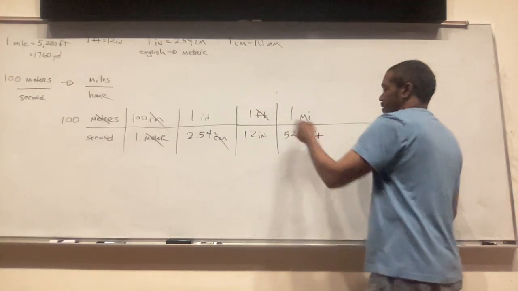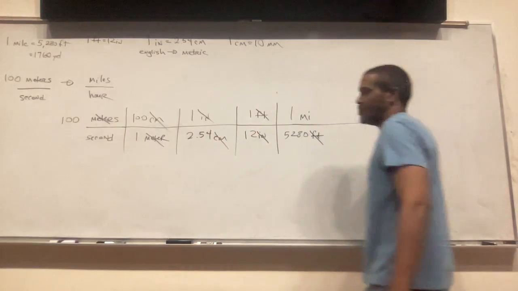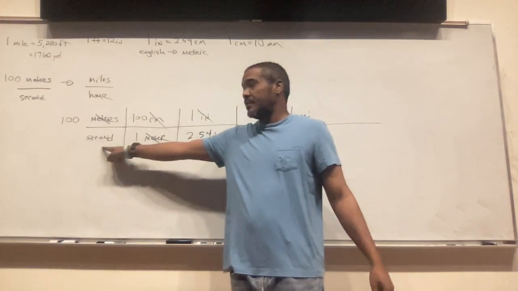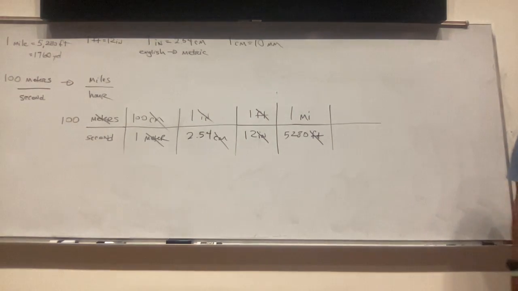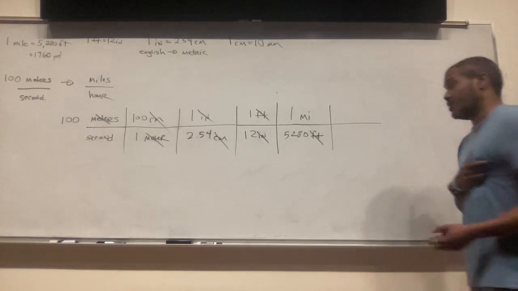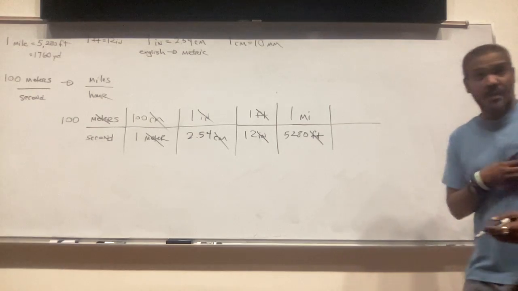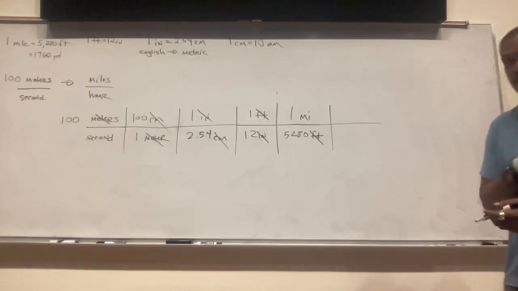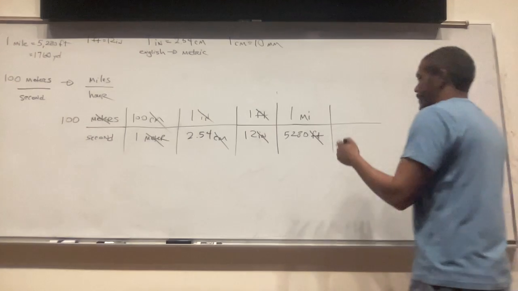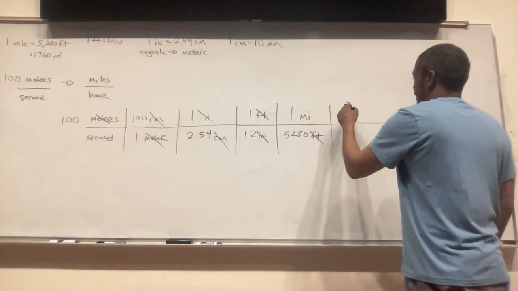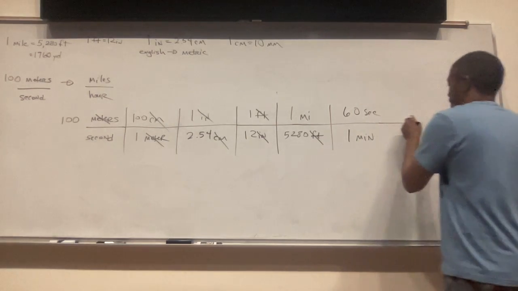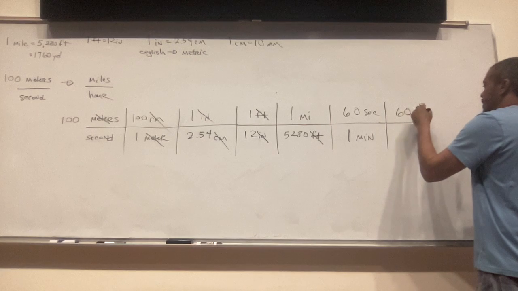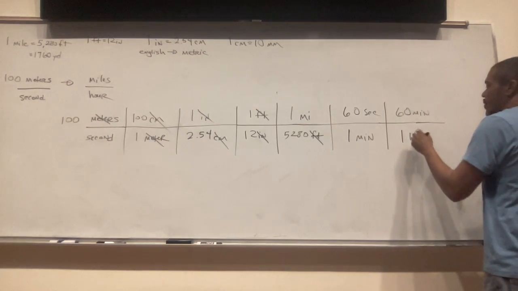So that takes care of just the top, right? Now we have what? Got to convert seconds into what? Hours. So 1 hour, 60 seconds? I'm sorry, my bad. 60 minutes in an hour. So 60 seconds in 1 minute, and 60 minutes in 1 hour.